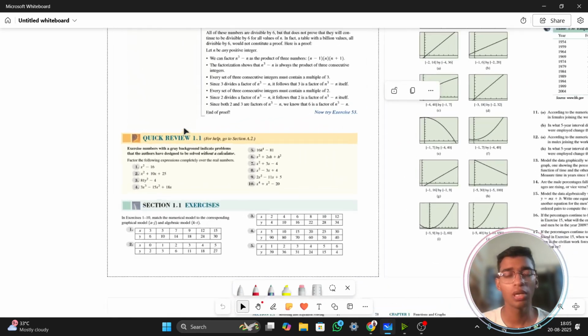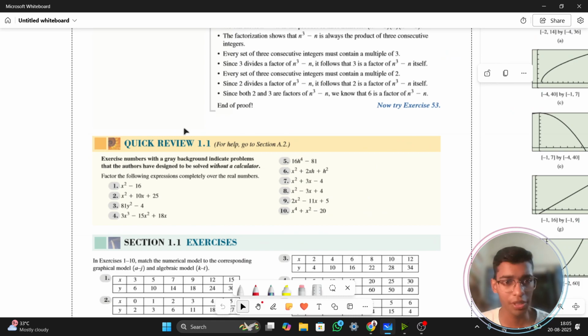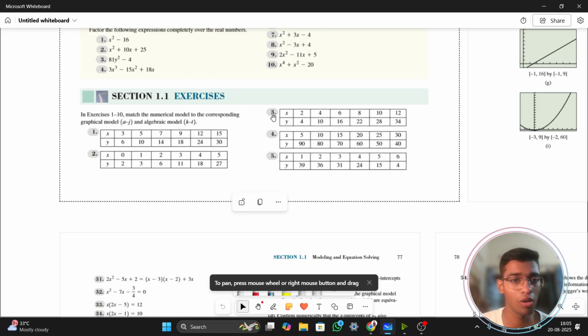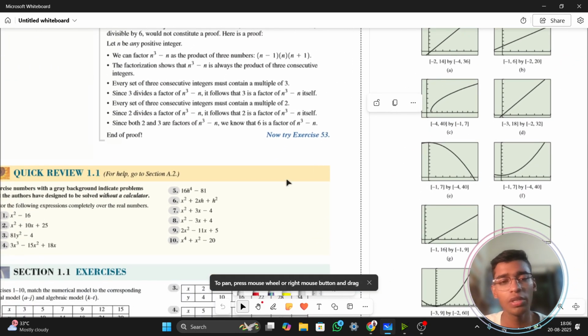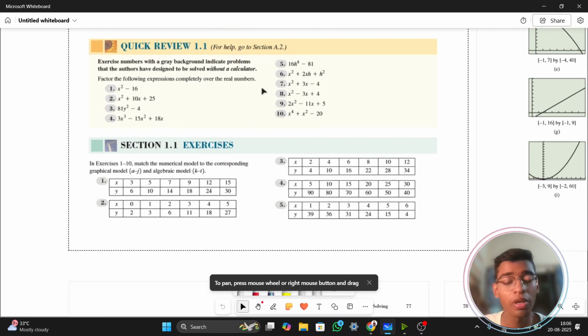Now we have some quick questions which are a lot easier, and you already know all about that. In exercises 1 to 10, you need to match the numerical model to the corresponding graphical model and algebraic model. These are the questions given to you from 1 to 10, and you need to match them to the correct graph and the correct algebraic model.